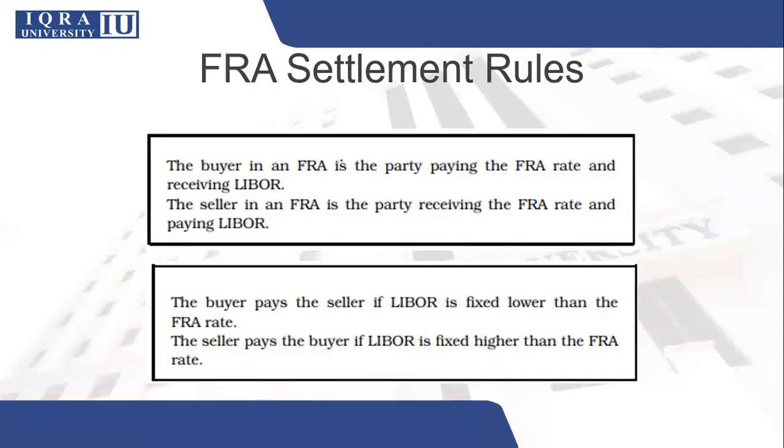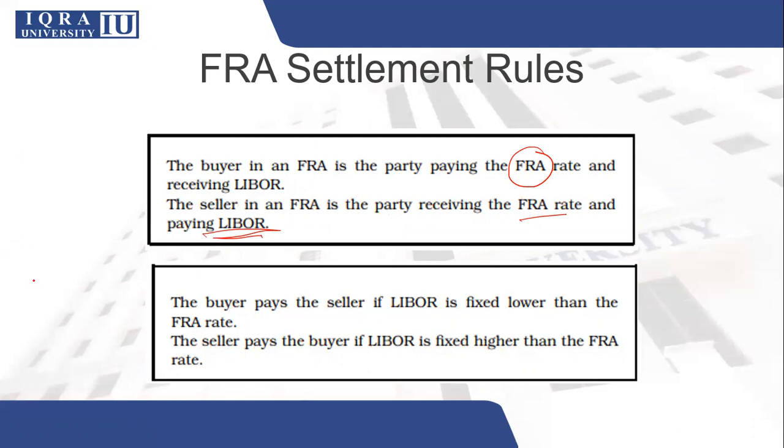Now, what are the settlement rules? The buyer in an FRA is a party paying the FRA rate and receiving the LIBOR. So the buyer is the one that will be paying the fixed rate and receiving the floating rate. The seller in an FRA is a party receiving the FRA rate and paying the LIBOR rate. So if you're a seller of the FRA, you will be paying the floating and you will be receiving the fixed rate. The buyer pays the seller if LIBOR is fixed lower than the FRA rate, and the seller pays the buyer if LIBOR is fixed higher than the FRA rate.